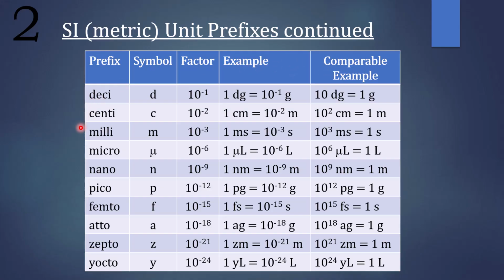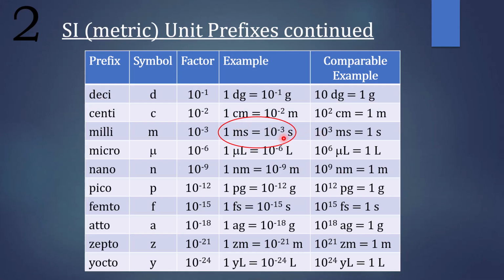So let's take a look at the milli prefix as an example. So 1 millisecond, I'm using second as my base unit here, is equal to 10 to the minus 3 seconds. That 10 to the minus 3 comes from the factor. So that factor tells me how many of the base units, 10 to the minus 3 seconds, which is 0.001 seconds, is in 1 millisecond.